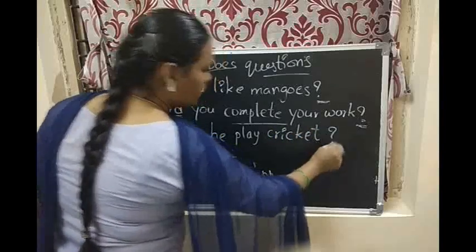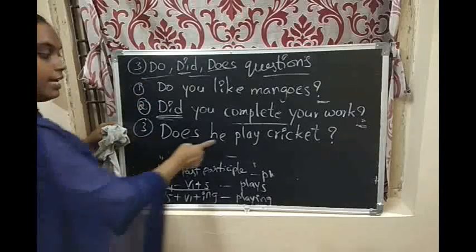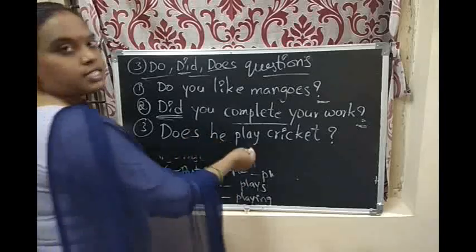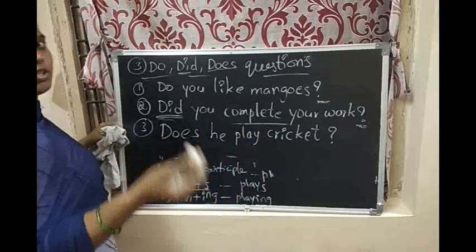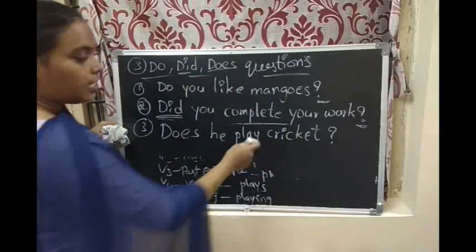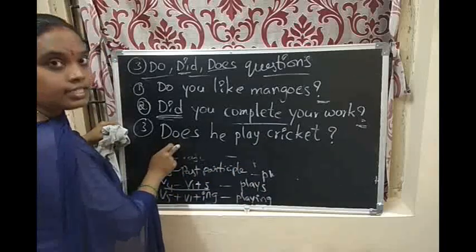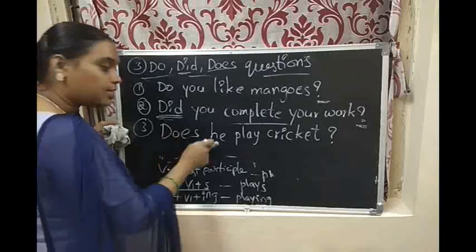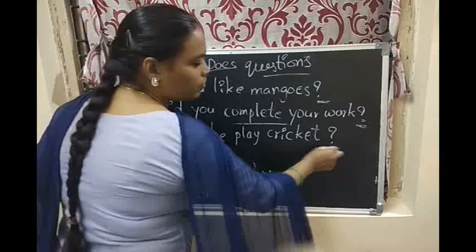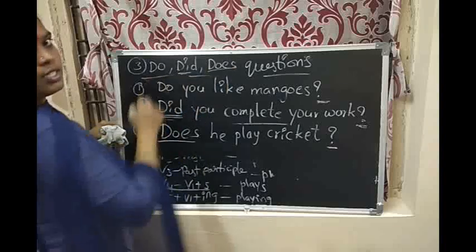Does he play cricket? But while you are answering, you have to say, he plays cricket. Yes, he plays cricket. No, then you can give the negative answer. But whenever you write the answer, an S will be added after play, because does is present tense, third person singular. Is it clear? So for does, what do I use here? Question mark. Like this: did, do, did, does questions.